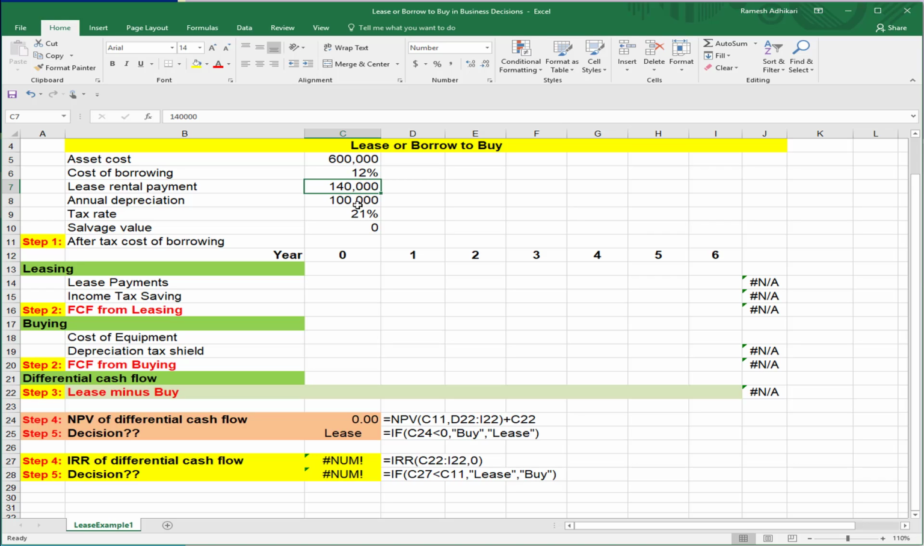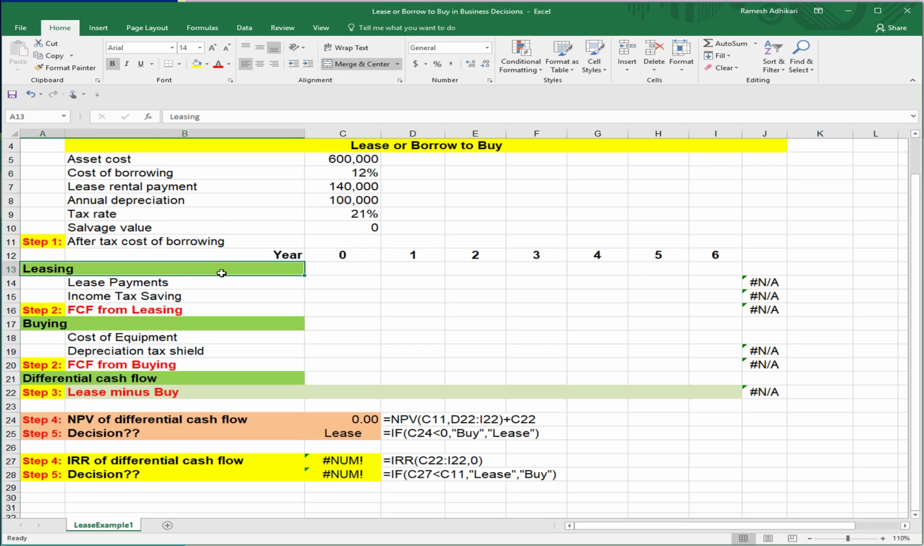But if you decide to borrow to buy, then you can depreciate that using a straight line method to a residual value for next 6 years, which would be, you would be depreciating $100,000 annually for the next 6 years, right? So the tax rate is 21% now, and the salvage value is 0. How do you decide whether to lease or borrow to buy in this case?